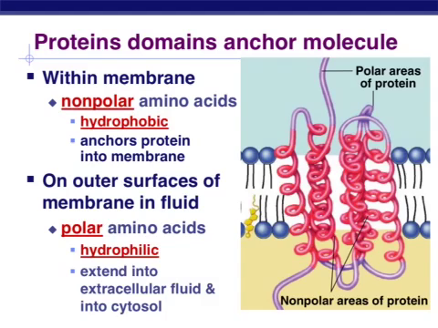When we're talking about the outer surfaces of the membrane, so the parts that are actually in fluid, they're going to be polar amino acids, they're going to be hydrophilic, and they're going to extend into either the extracellular fluid, that's the fluid outside of the cell, or into the cytosol, the fluid inside of the cell. So to use the picture to help you, this section of the protein is considered within the membrane. So it is all going to be hydrophobic to allow it to stay in contact with these hydrophobic tails. This purplish region is the section that is polar. And that's the part that is going to be in the water outside of the cell or in the water inside of the cell.